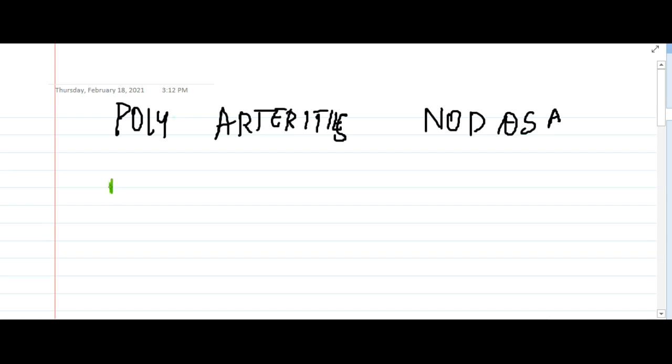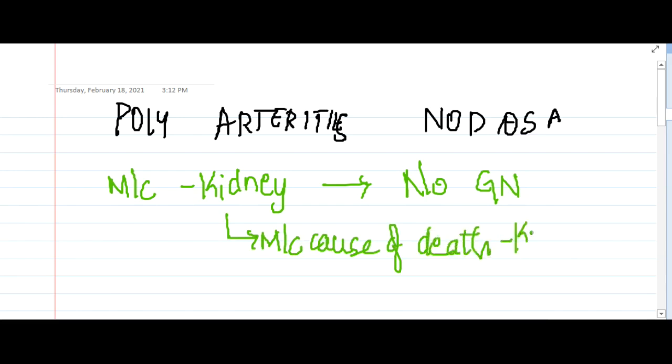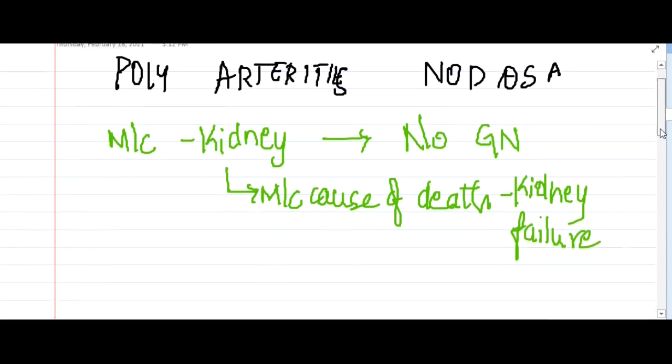This polyarteritis nodosa most commonly involves the kidney, but it does not cause glomerulonephritis. One important thing here is that the kidney is also the most common cause of death. Renal failure is the most common cause of death in polyarteritis nodosa.